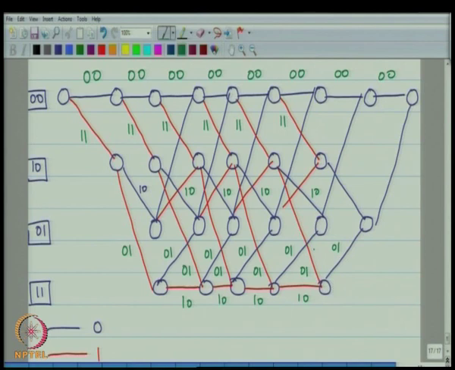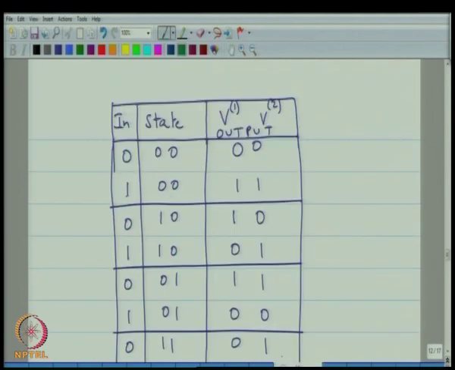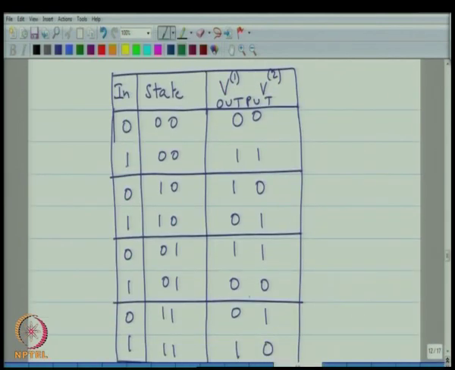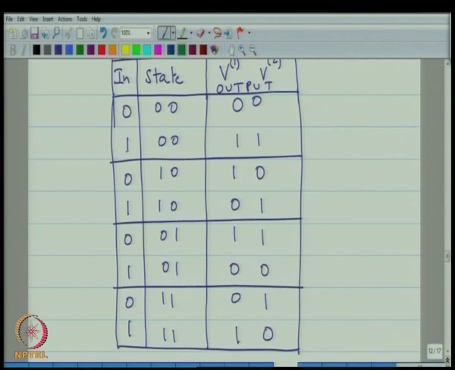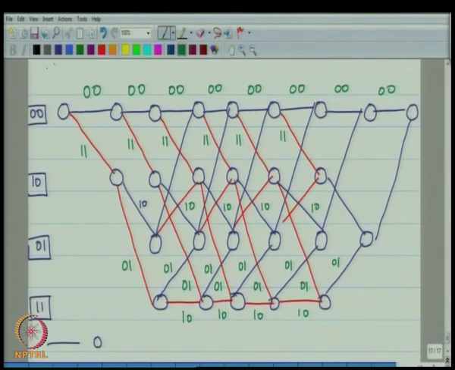So let's see. I think there are 8 transitions within a segment. So we've labeled 1, 2, 3. When you are in state 0 1 and you get a 0, the output is 1 1. So let's put that in. So this is a 1 1 as well.